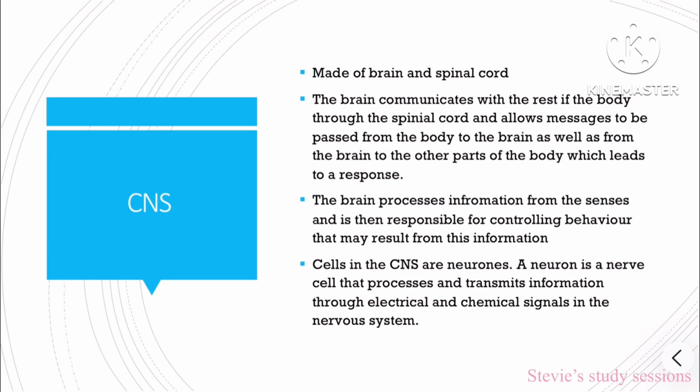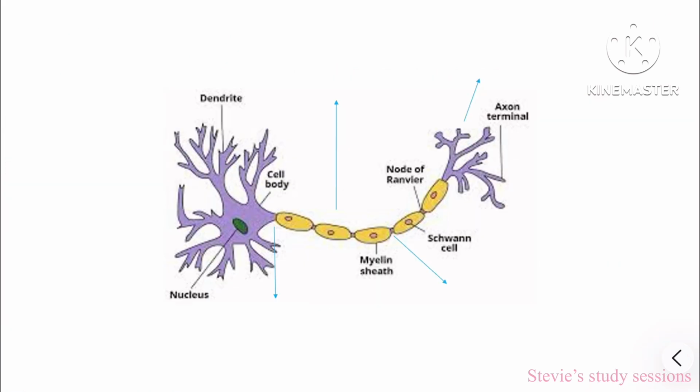A neuron is a nerve cell that processes and transmits information through electrical and chemical signals in the nervous system. This is a picture of a neuron. I don't think you're going to get asked how to label a neuron. However, I think you may get asked the function of a dendrite or nucleus or cell body. So I will tell you what their functions are now.